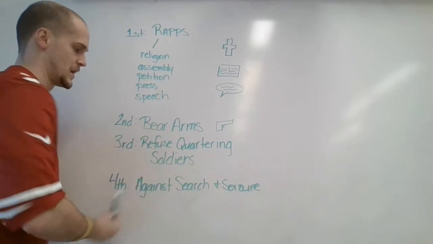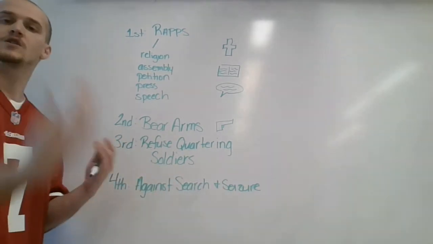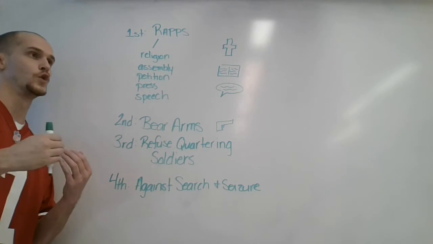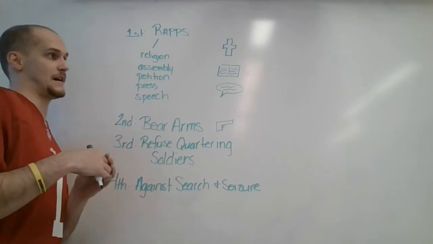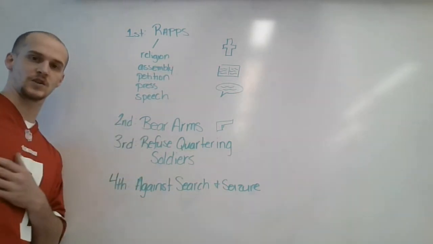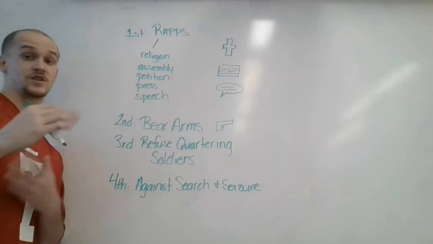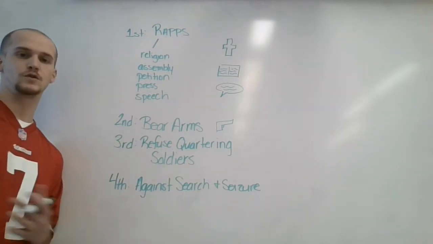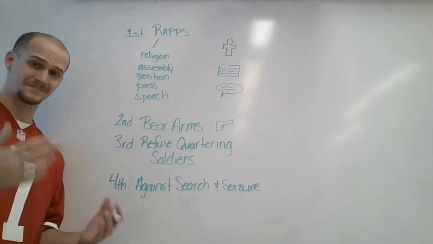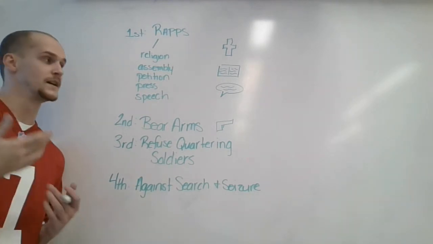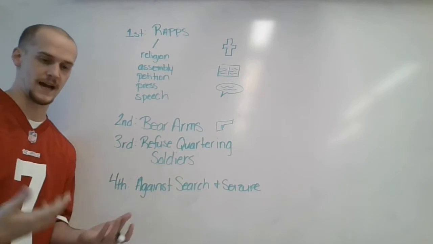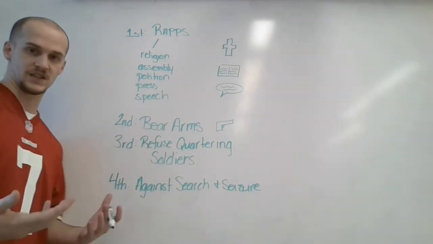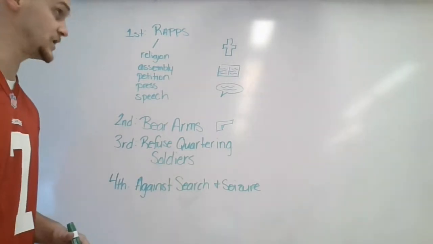And so the Fourth Amendment is where search warrants come from. Why you have to go and prove that you have cause and reason to search this home or to search this person or to search a car. You have to prove that you had reason to do so. And a lot of times that is through getting warrants and whatnot. So the Fourth Amendment protects you against illegal searches and seizures.